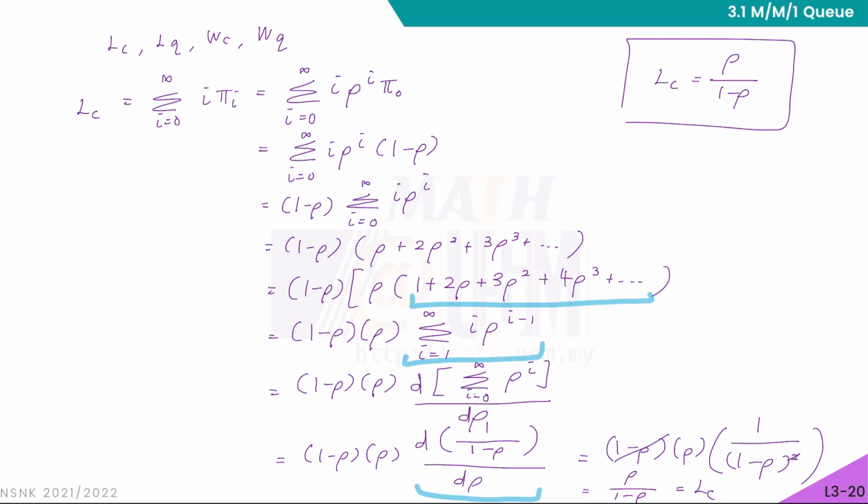Next we're going to look at our LQ. Our LQ is the average number of customers in the queue. For LQ, we start with I equals 1 until infinity because you have a single server.